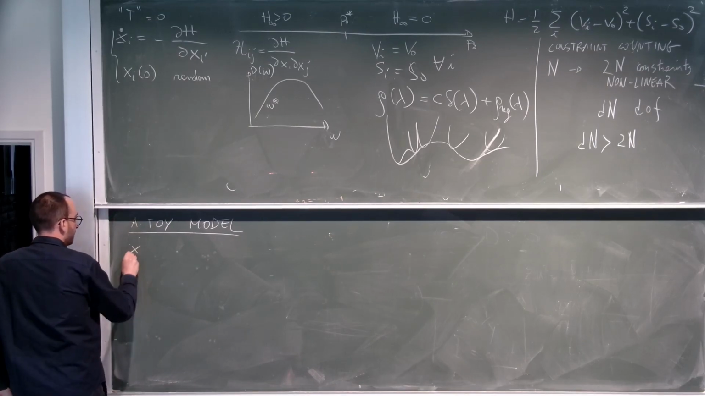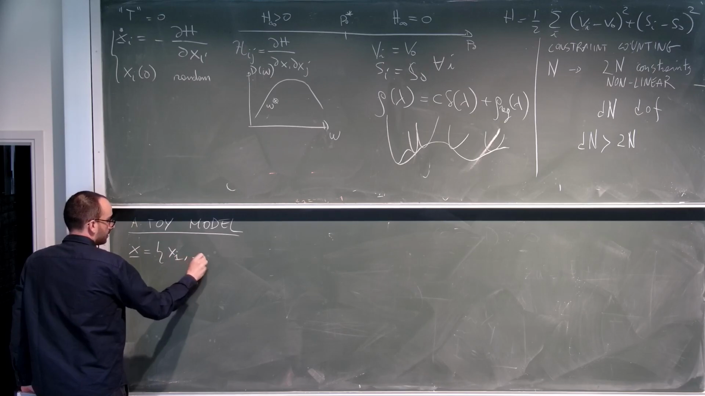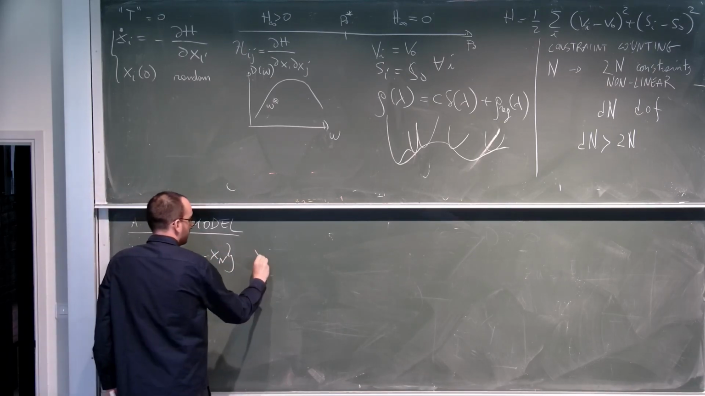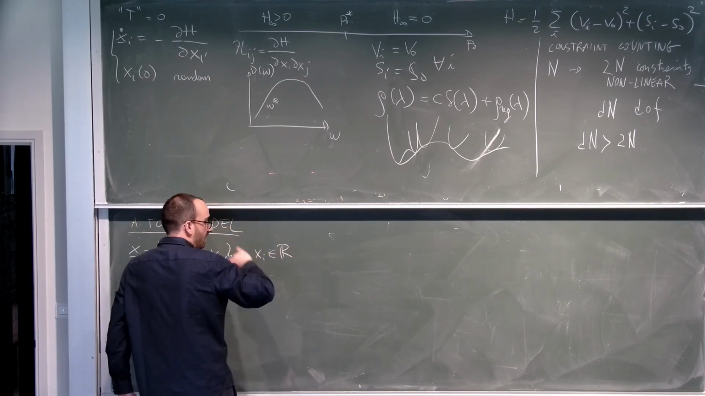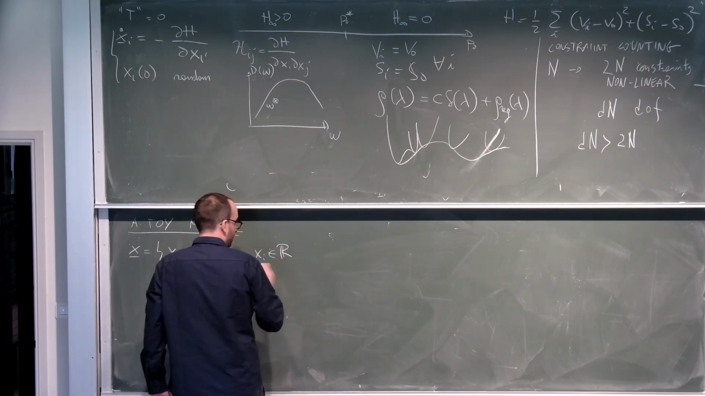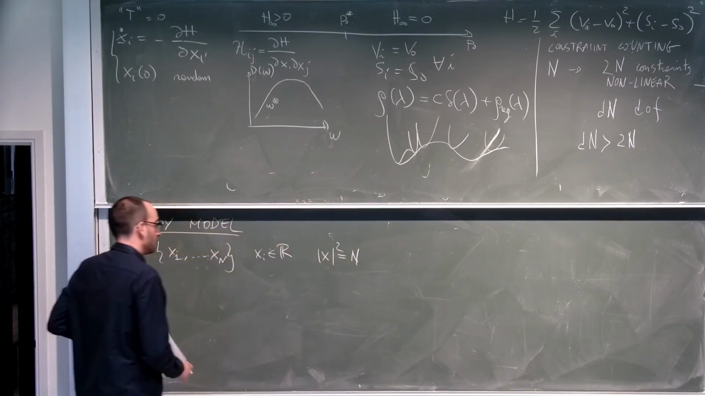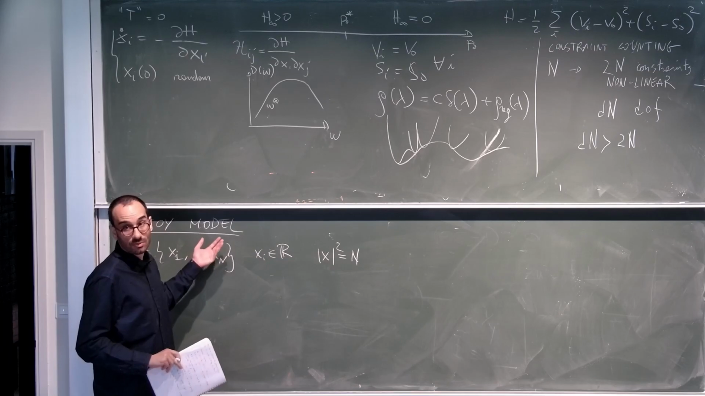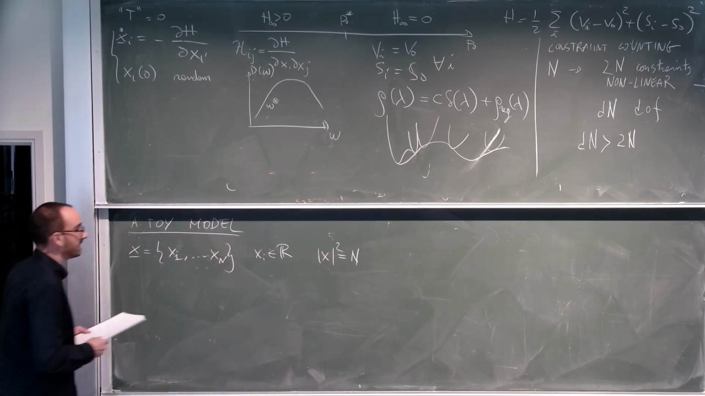I have a set of degrees of freedom, an n-dimensional vector x. The components are real, and to have a compact phase space, I fix the length of this vector to be equal to n, such that each component is of order 1, typically. So these are my degrees of freedom.